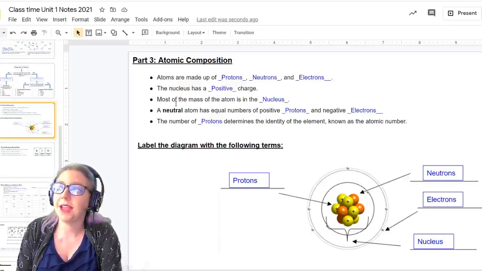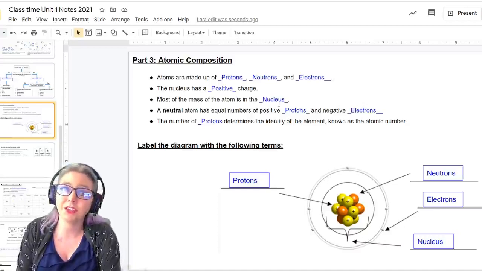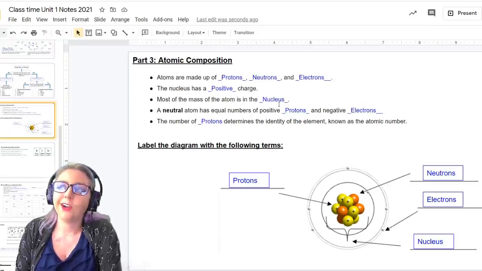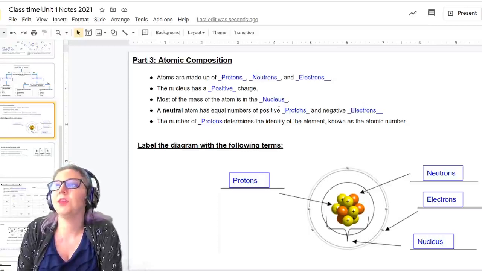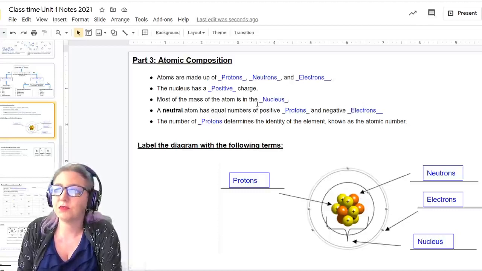Most of the mass of my atom is in the nucleus. My electrons do have mass, but since it takes about 1,000 electrons to equal the mass of a proton or a neutron, they're almost considered to not have any mass. So we really only count the mass that comes from the protons and the neutrons in the nucleus. We round the AMU to say that each weighs 1 atomic mass unit.